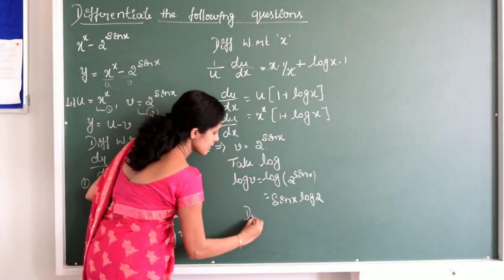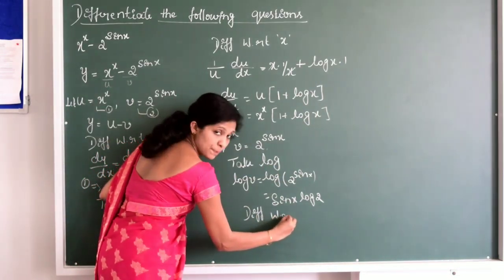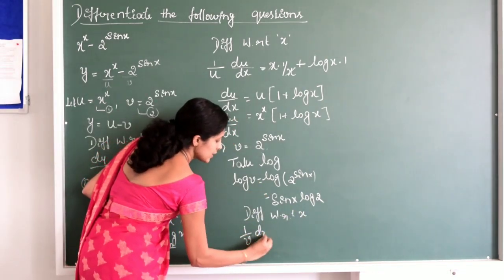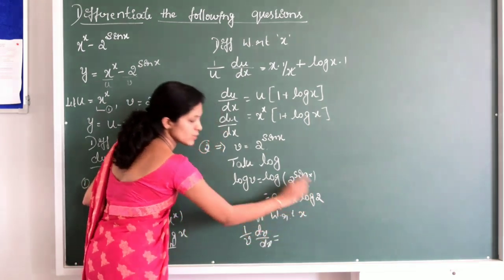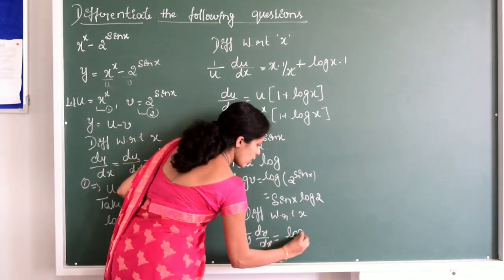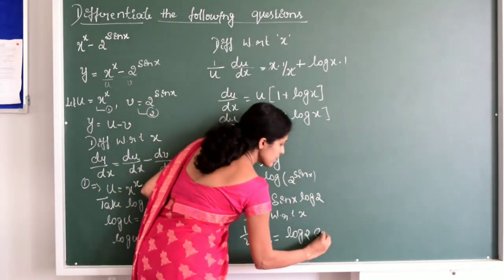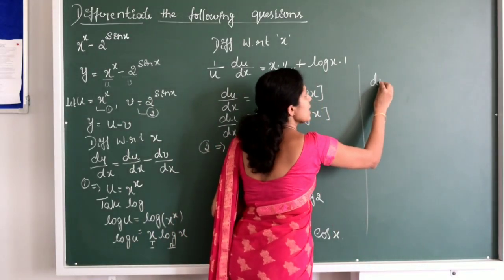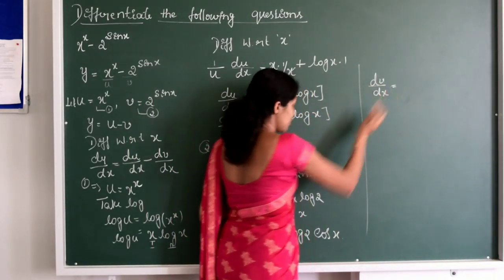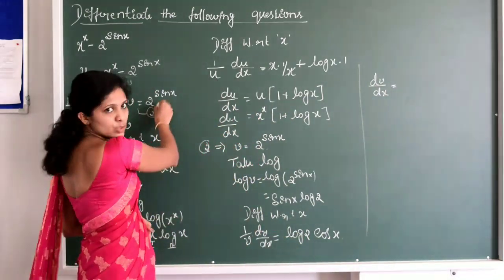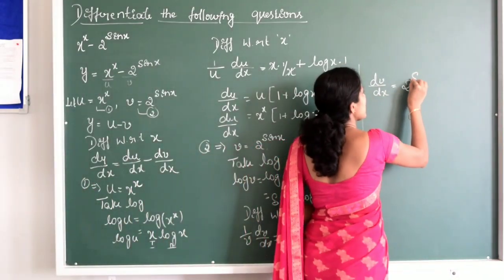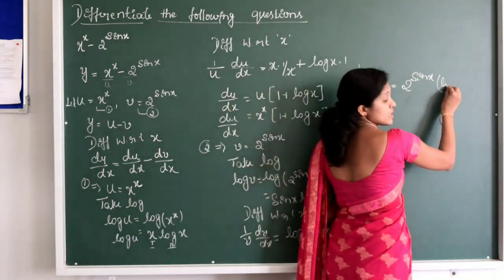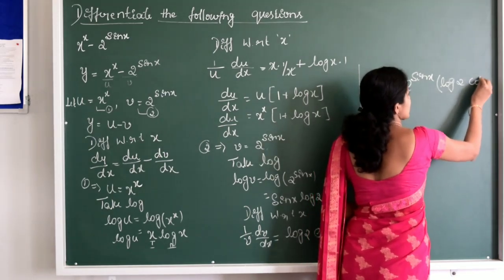Now differentiate this function with respect to x. So the derivative of log v will be 1 by v into dv by dx. Here you can observe that log 2 is a constant, so we will write log 2 as it is and the derivative of sin x will be cos x. By this, directly I write here, dv by dx is equal to v into, what is the value of v? It is 2 to the power sin x. So it is 2 to the power sin x into the remaining terms, that is log 2 cos x. Is it clear? Log 2 cos x.